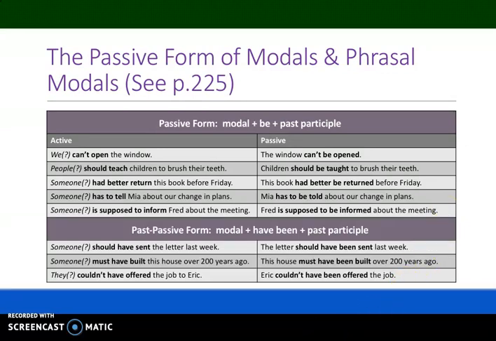Now, if the modal is in the past, the passive form is the modal, and then have been and the past participle. So if you remember, the past form of modals includes have: should have sent, must have built, couldn't have offered. So in the passive, we also need to use have. Should have been sent, must have been built, and couldn't have been offered.